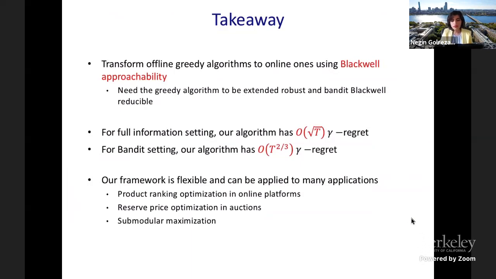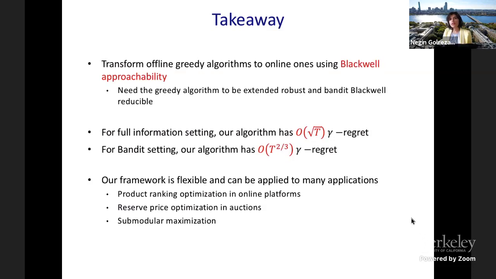Let me wrap up. Today I talked about transforming offline greedy algorithms to their online counterparts using Blackwell approachability. We need the greedy algorithm to be extended robust, so that when it builds a solution on top of each other, the error does not propagate too much, and that assumption is satisfied by many greedy algorithms. And we want the greedy algorithm to be Blackwell reducible, so that for every subproblem, we can define a Blackwell game and let the Blackwell game handle that particular subproblem.